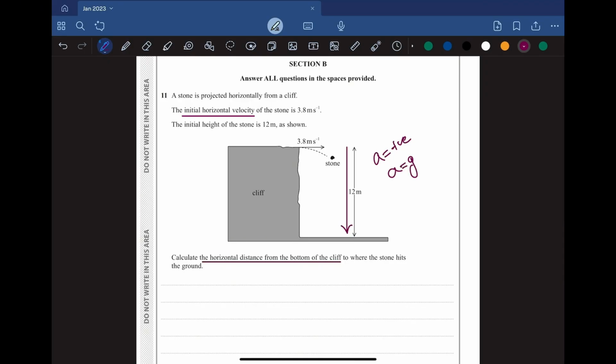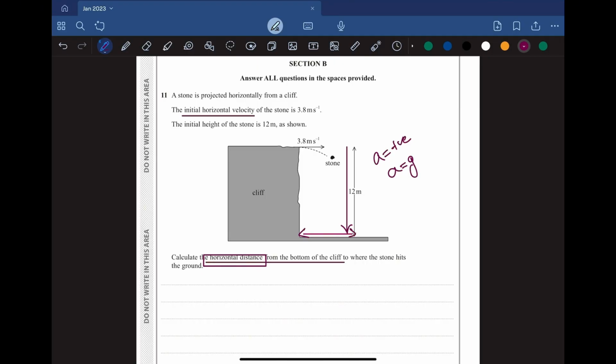It had no vertical velocity initially, and they have asked us to figure out the horizontal distance, and we know the horizontal distance that they have asked us to figure out is the horizontal distance from the bottom of the cliff to where the stone hits the ground. This is the horizontal distance that they have asked us to figure out.